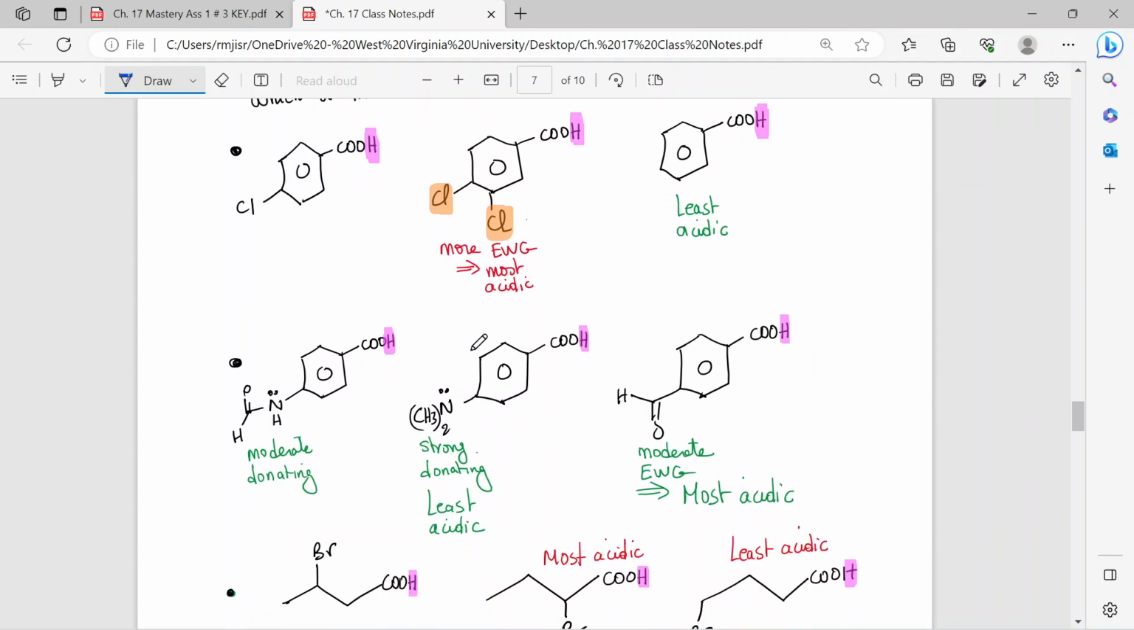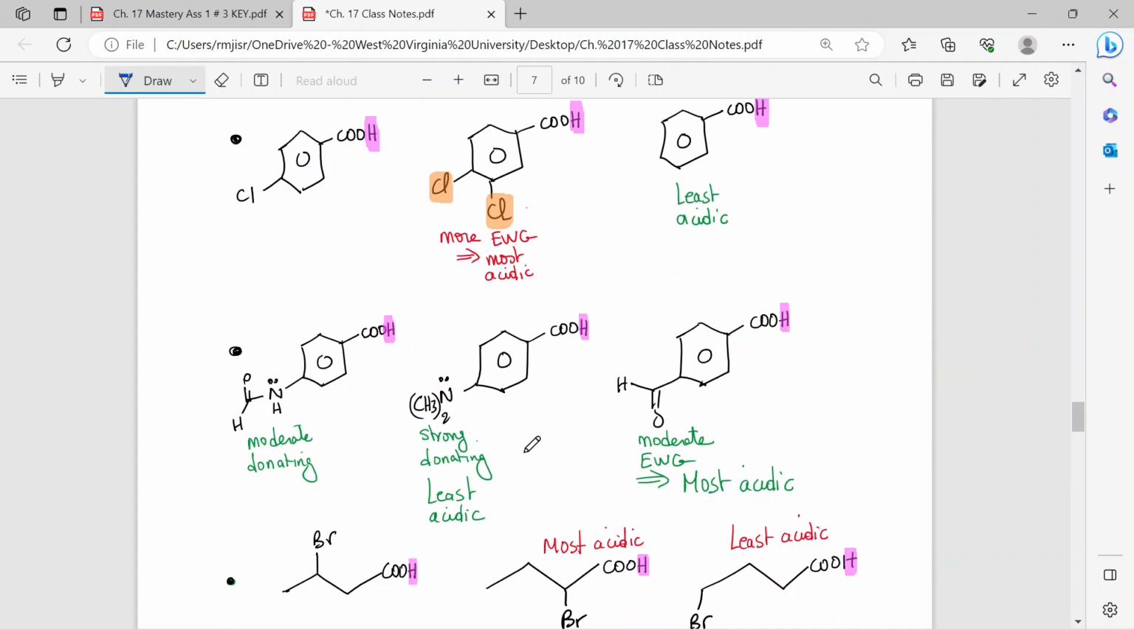Electron donating groups decrease the acidity. This is an electron donating group on the para position. This decreases the acidity of this acidic hydrogen, compared to an electron withdrawing group that increases the acidity. This is a moderate donating group, so it's going to be in the middle.